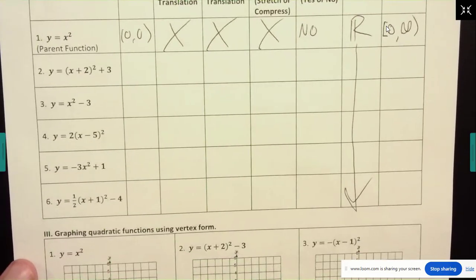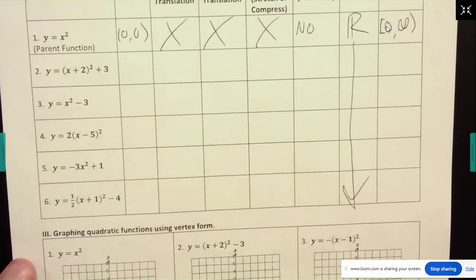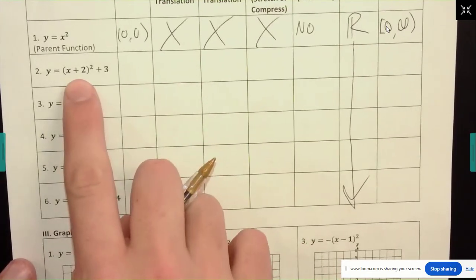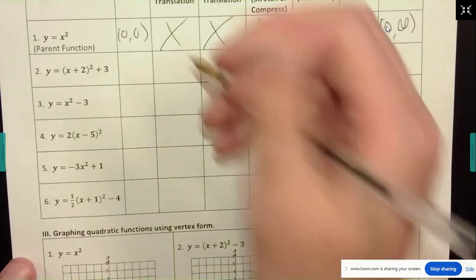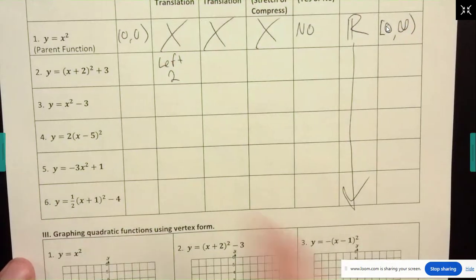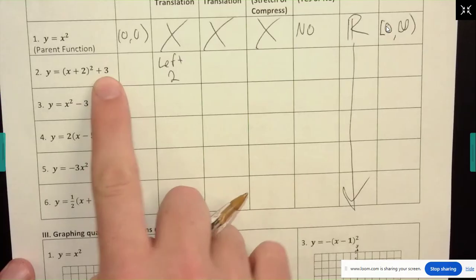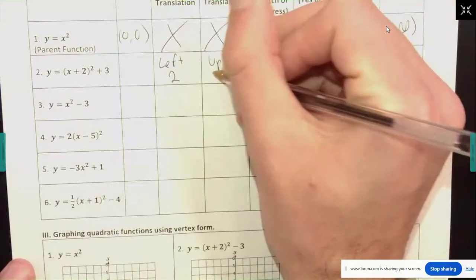All right, so let's do left and right movement before we do the vertex. That +2 on the inside, we said inside is opposite in left-right movement. So I'm going left 2 with that +2. That +3 is on the outside. Outside is up and down, straightforward. So I'm going up 3.